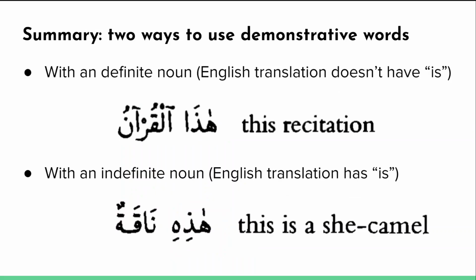So again, to summarize, there's two ways to use demonstrative words. The first is with a definite noun, in which case the English translation doesn't have is, هذا القرآن, this recitation. And then you have to add something else to make it a complete sentence. The other usage is with an indefinite noun, in which case the English translation has an is, هذه ناقة, this is a she camel.